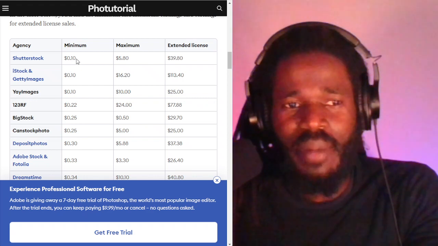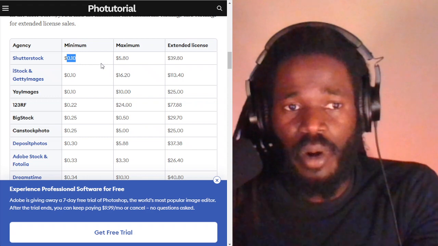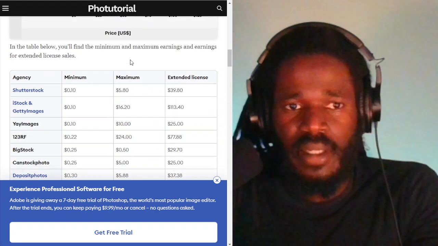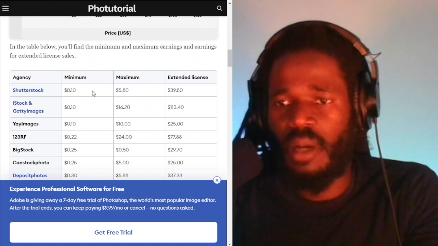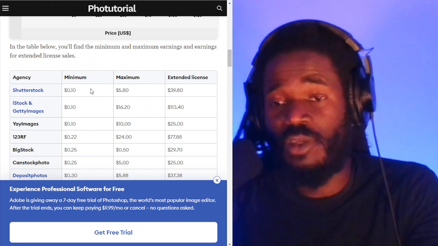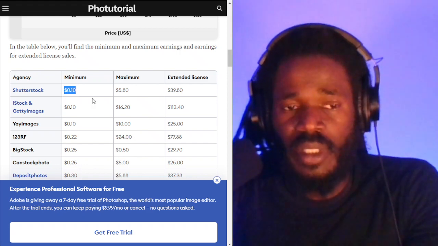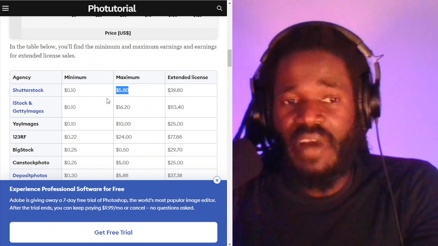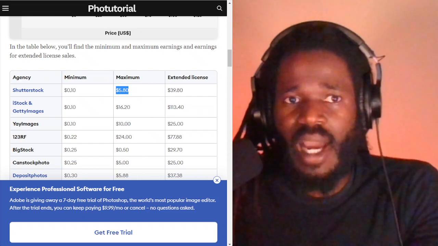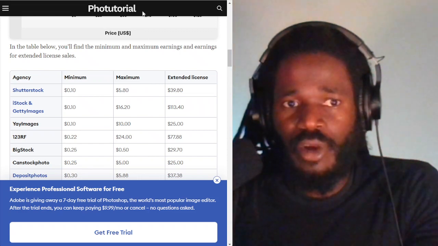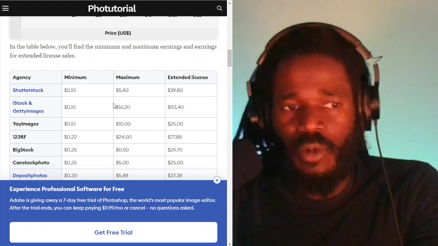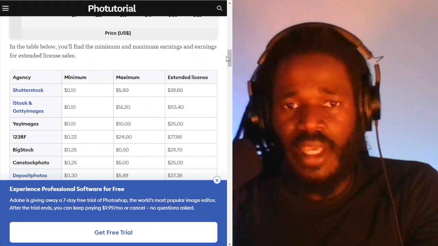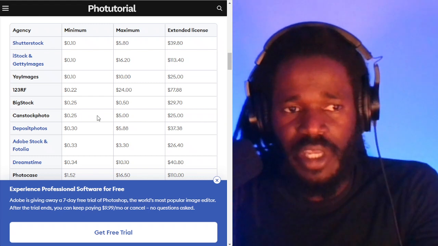Shutterstock is paying a minimum of 10 cents per image that I would assume gets purchased through their platform. They're not just paying you to upload an image. So you put an image up on Shutterstock and somebody actually buys it, you get 10 cents minimum. Maximum, you get $5.80. So you can see the opportunity to profit because you're only paying a fixed rate of 13 cents per image. Once you get these images on these websites, they can sell over and over and over again.